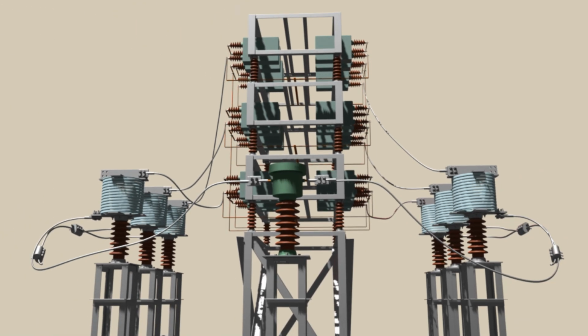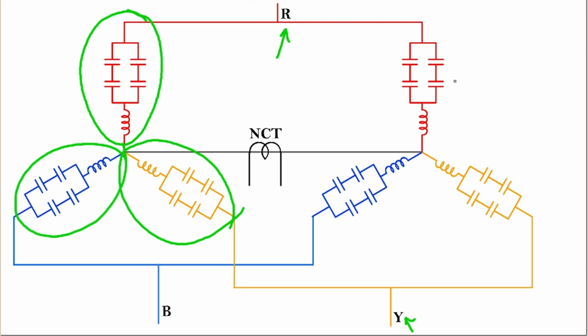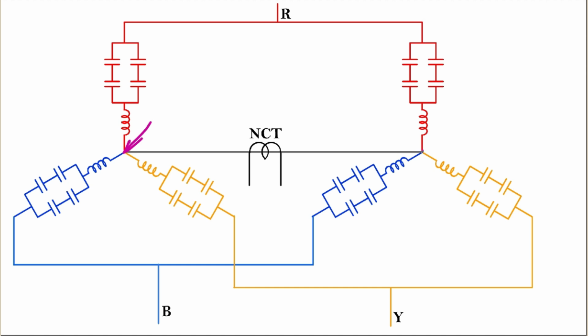Say this is one phase of a single star, this is R phase, this is another phase, the Y phase, and this is the B phase of that star. Similarly, this is the R phase of the other star, the Y phase of the other star, and the B phase of the other star. The star point of these two stars will be connected via a CT. This CT is called a neutral NCT.